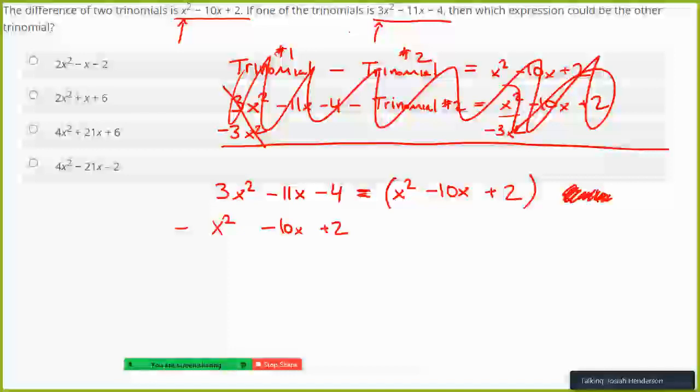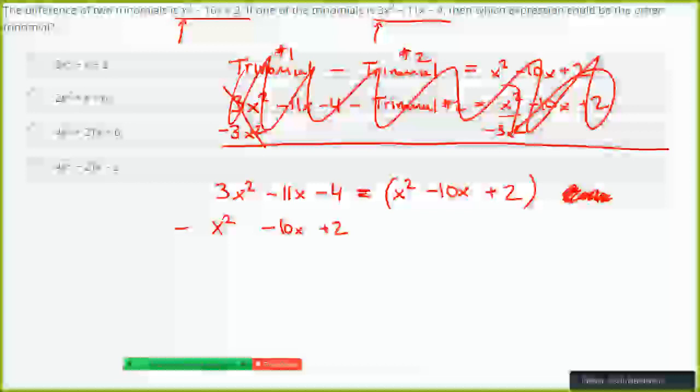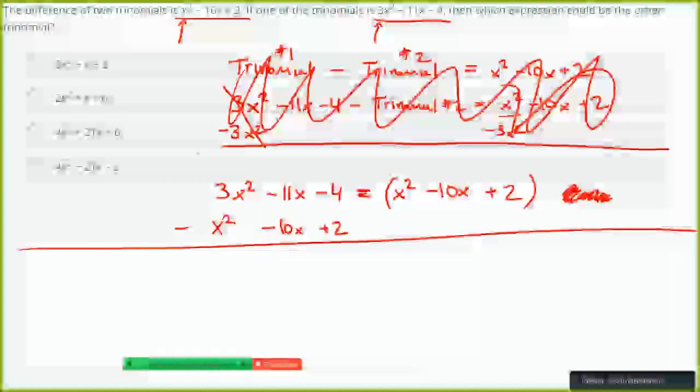So the only issue I see with adding them is that, let's see, you know what? Maybe that's not an issue with adding them. Here, hang on a second. Let me try one more thing here. I'm going to say trinomial number 1 minus trinomial number 2. It says at the top the difference of two trinomials. So that's why I'm starting with this trinomial minus another one equals this x squared polynomial. I'm getting all that from the first sentence.